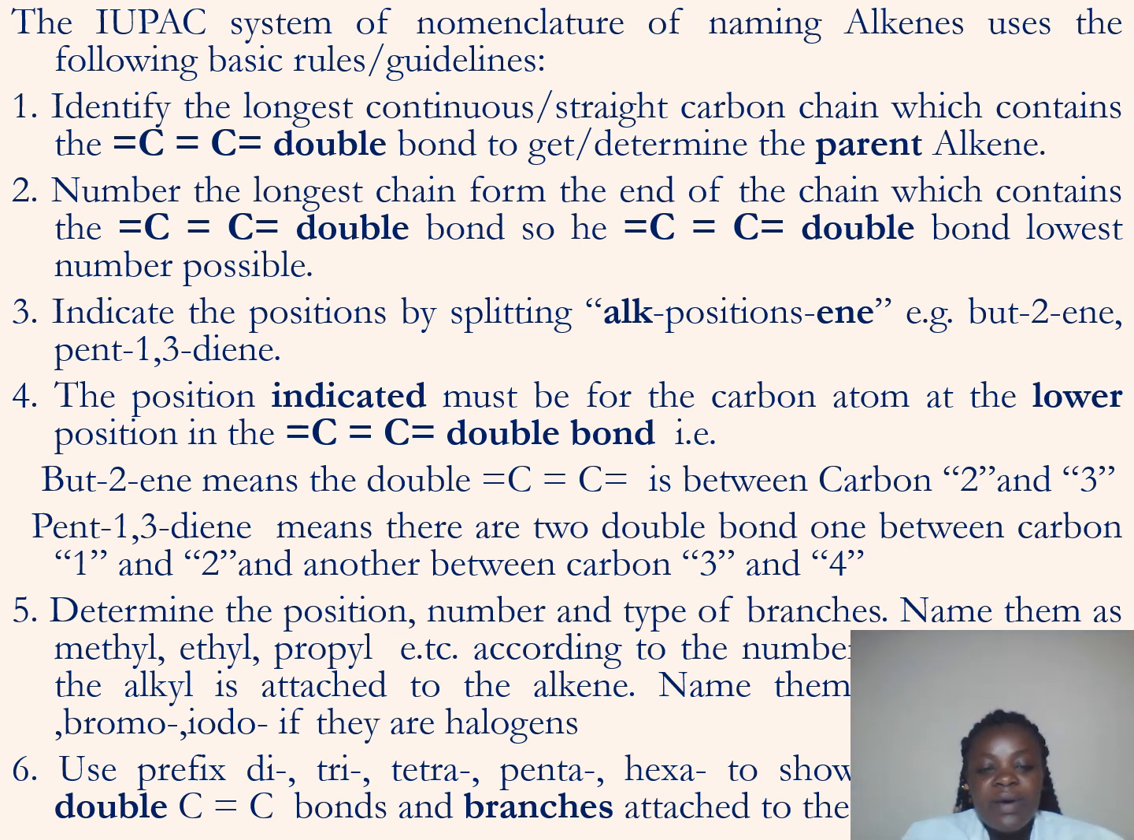Guideline or rule number 6 is that you have to use the prefixes. The prefix, if it is for 2, you can use the di. 4, you can use the tetra. 5, you can use penta, and so on. So if the double bonds are more than one, you use the prefix. Also, if the branches are more than 1, we still use the what? The prefix di, tri, tetra, and so on. So that is the 6th rule.